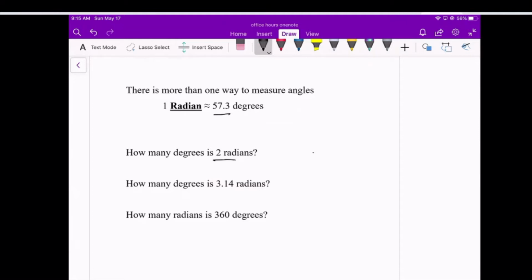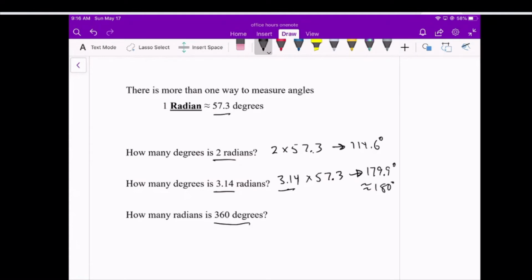All right, for 2 radians, each radian is 57.3 degrees. So 2 times 57.3 would get us 114.6 degrees. We don't have to deal with whole numbers. 3.14 radians times each of those radians being about 57.3 degrees, if we do that multiplication out, we get 179.9 degrees. Interesting. Very close to 180. Very close to pi over there.